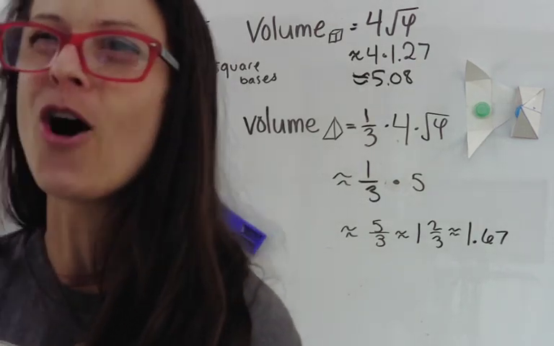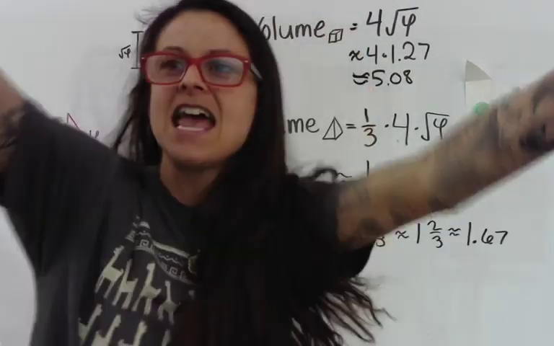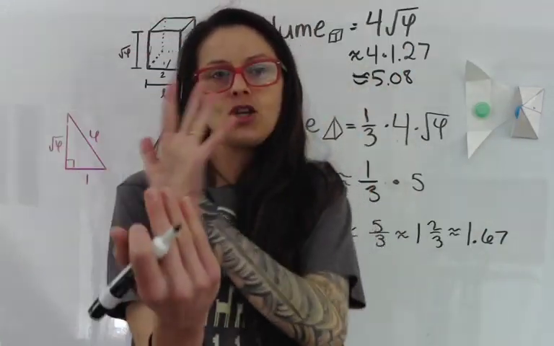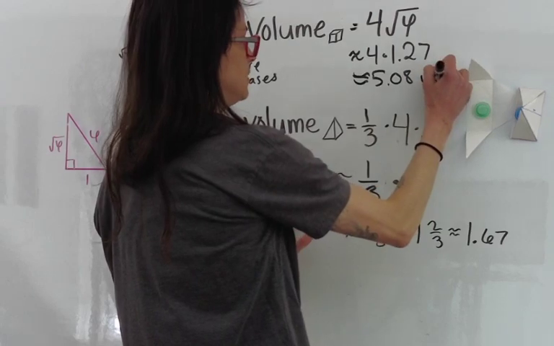Okay? The last thing we need is our units. We're measuring volumes, so it's cubic units. Yes, it's the space that occupies the room. Cubic units, okay? So we need to write units cubed.